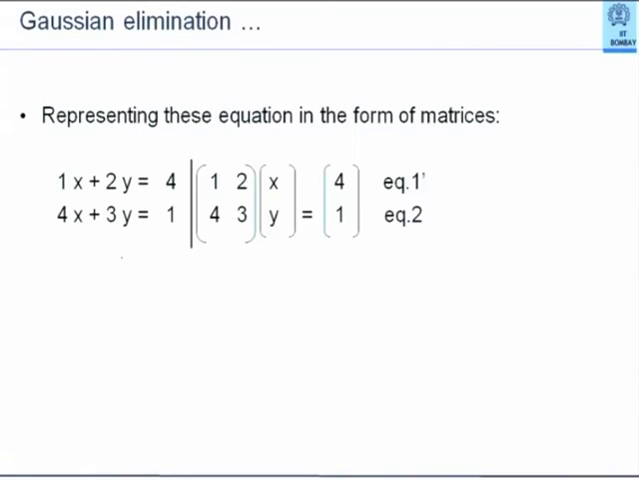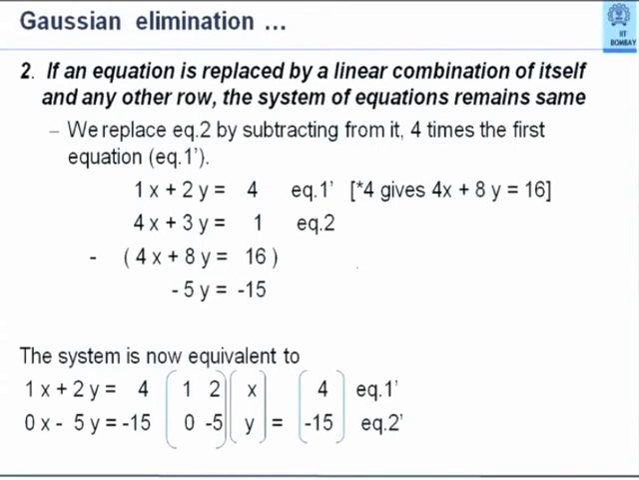First, I represent these equations in the matrix form. So I have 1, 2, 4, 3 as the coefficient matrix and 4, 1 as the right hand side. Please note that any transformation that I do on any equation will result in changed values within the matrix and the array. So this is the second property that I use, that if an equation is replaced by a linear combination of itself and any other row, then the system of equations remains same.